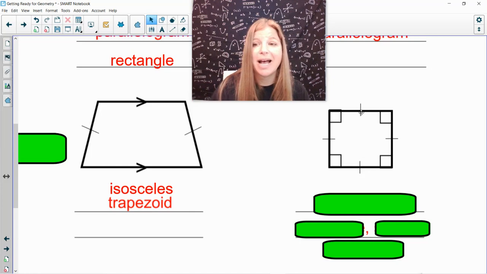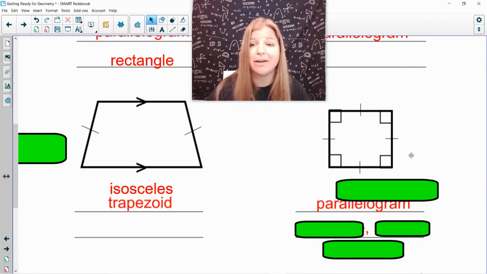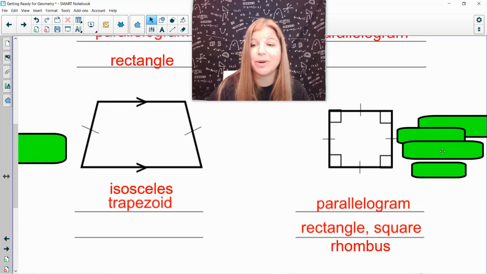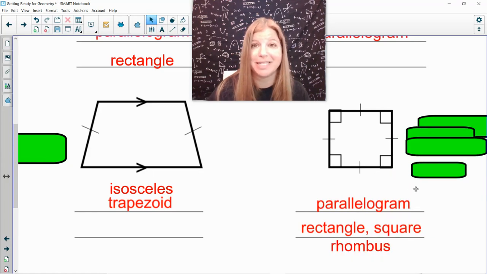For the next one, I see that opposite sides are congruent. It's a parallelogram. I see that I have right angles. Ooh, it is a rectangle, but all the sides are not just congruent to the opposite side, they're congruent to each other. When you have a quadrilateral where all four sides are the same, that's what a rhombus is. And then if you have right angles, not only is it a rhombus, but it's also a rectangle. So it's a parallelogram, it's a rectangle, it's a square, and it's a rhombus. It's all of those things together.